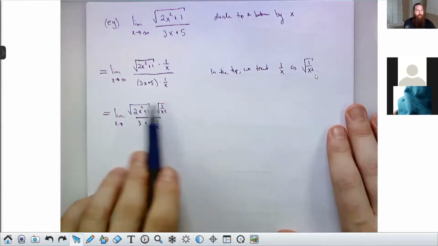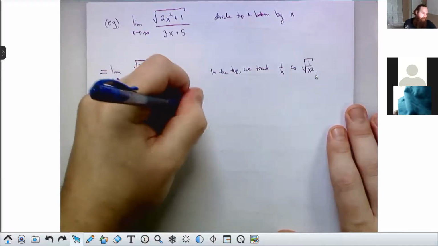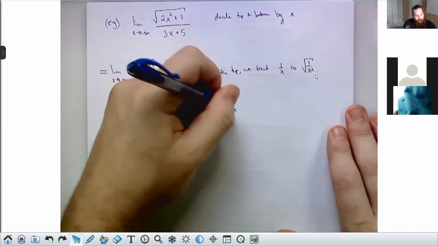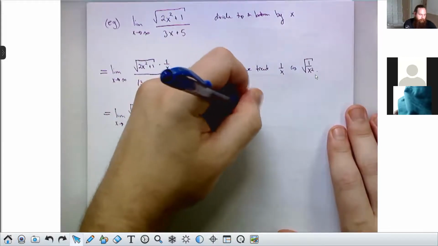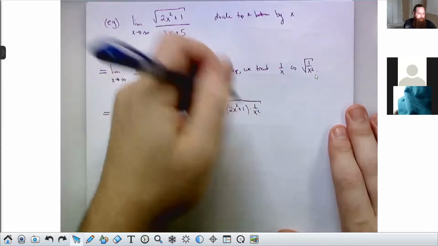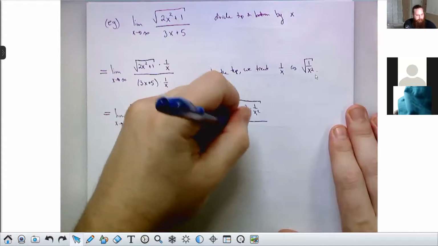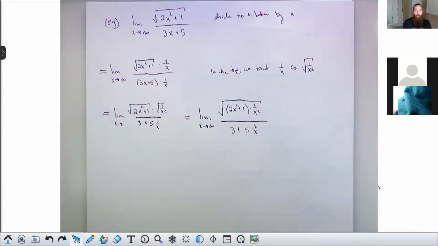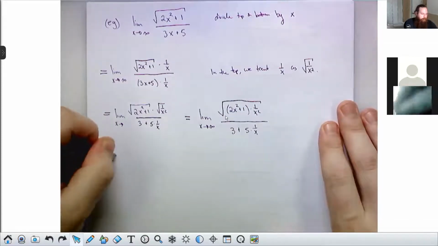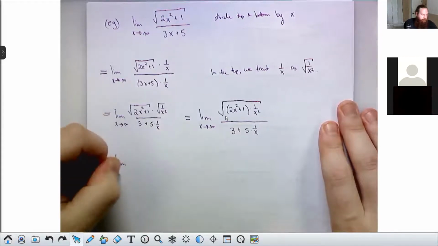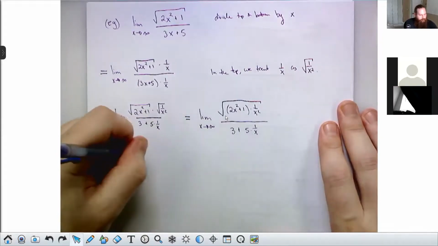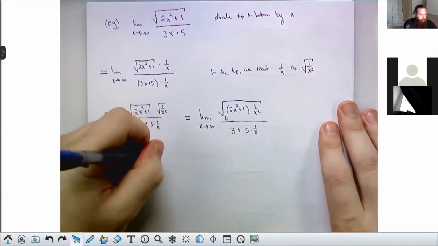Now that these are both written as square roots, I can put them together as one big square root. Remember, when you multiply square roots, that's the same as one big square root with the objects inside being multiplied. And now when we distribute this 1 over x squared across these terms, we do get a renormalized thing. We get a thing that's not running off to infinity. So upstairs, I'll have the square root of 1 over x squared times 2x squared, that's just 2. And then 1 times 1 over x squared is 1 over x squared.